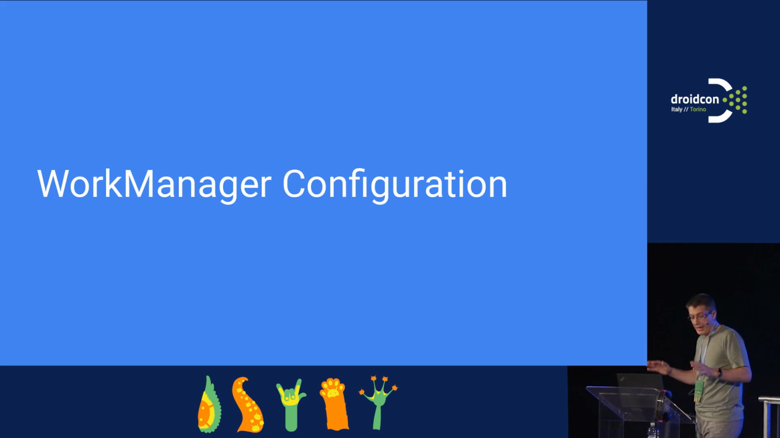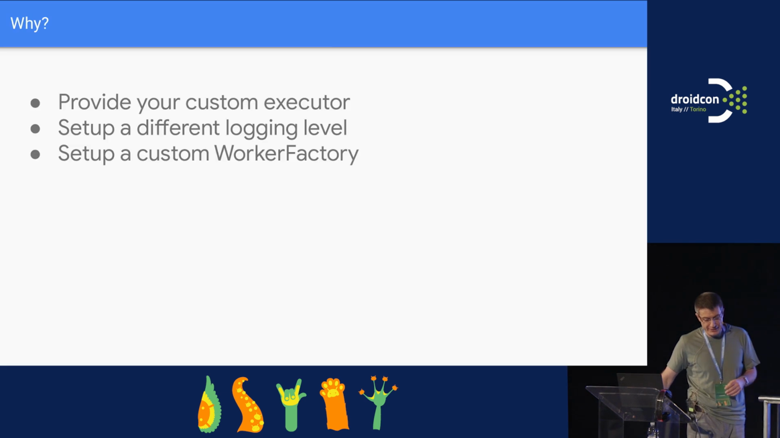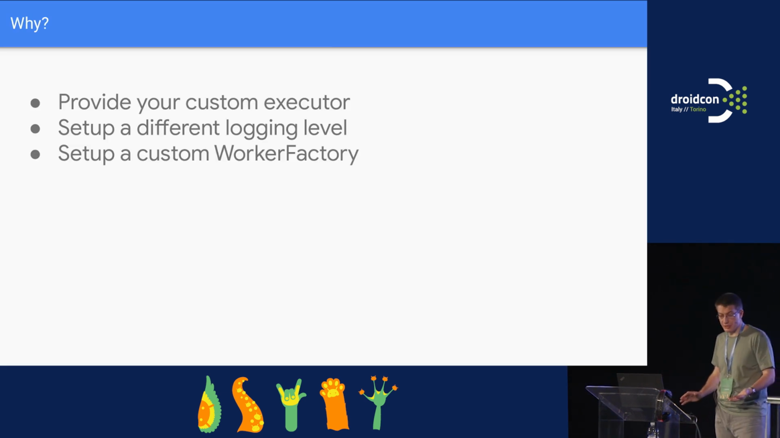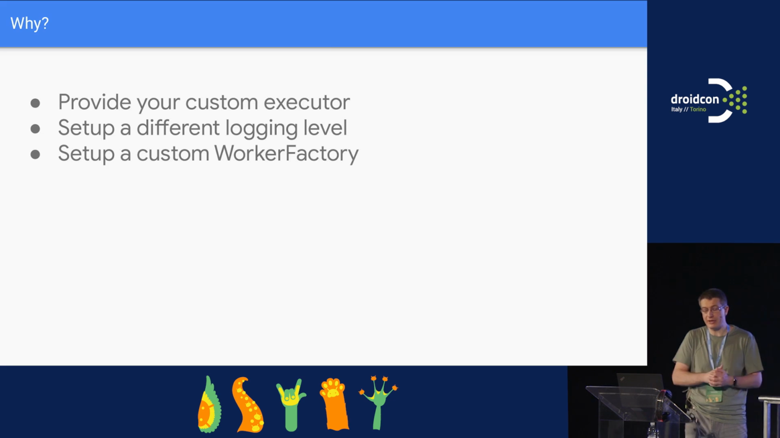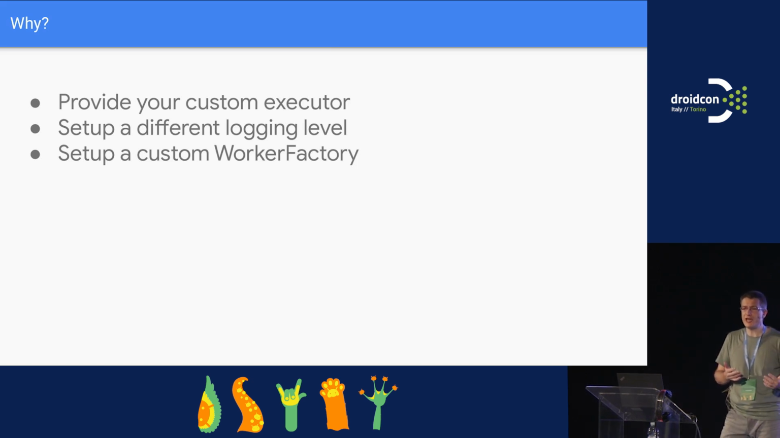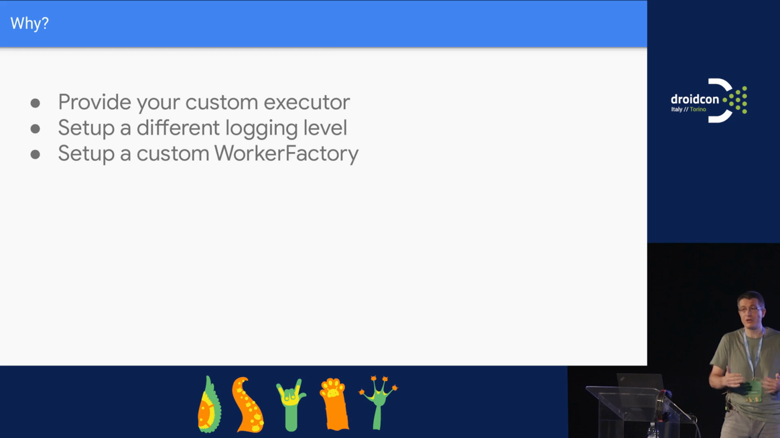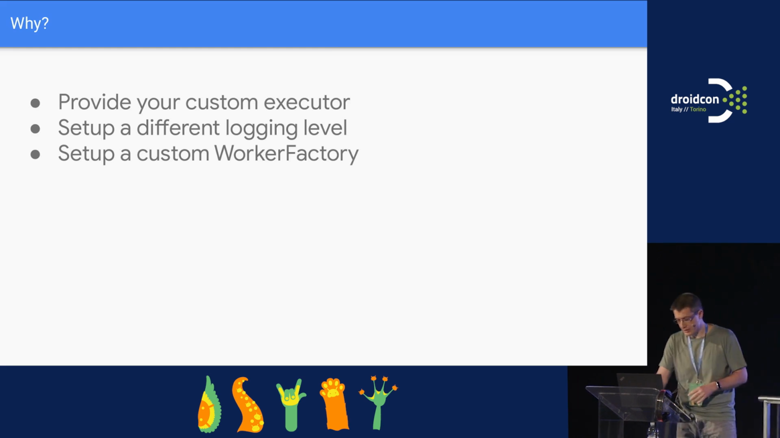Okay, so far everything that we saw is the standard configuration of WorkManager. What if you need something else? What if you want to provide your custom executor? Or what if you want to set a different logging level for WorkManager? Or what if you want to have your own worker factory? Having a worker factory is important if you need to change the constructor parameters of the worker, because you are not invoking the worker's constructor. It's WorkManager calling your workers through the worker factory. So if you want to use something like Dagger, for example, and add a parameter to the constructor, you need to have your custom worker factory.